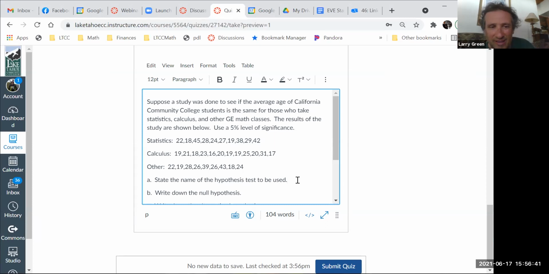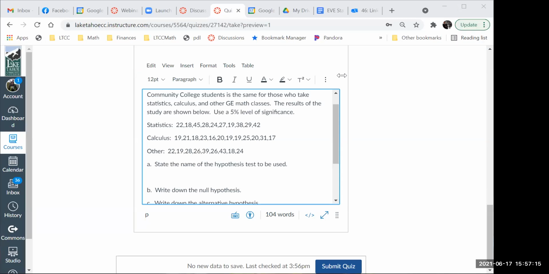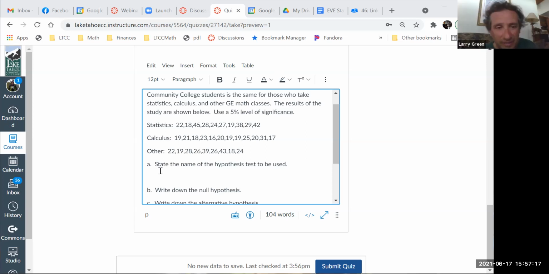So the first question is, what's the name of the hypothesis test to be used? This is probably easy for everyone. What do we call it? So what's the name of the hypothesis test to be used? Analysis of variance, ANOVA. Yeah, analysis of variance, or shorthand as ANOVA is just fine.